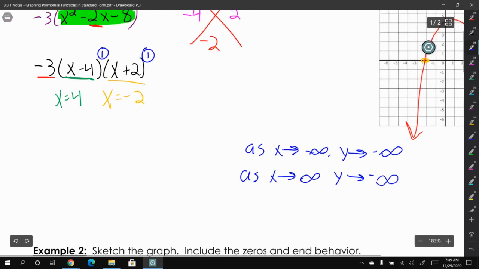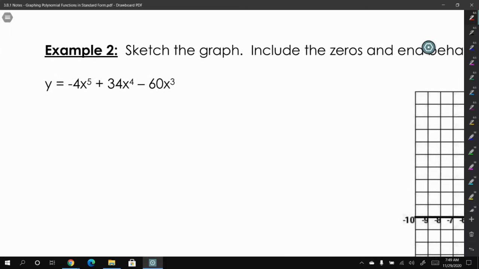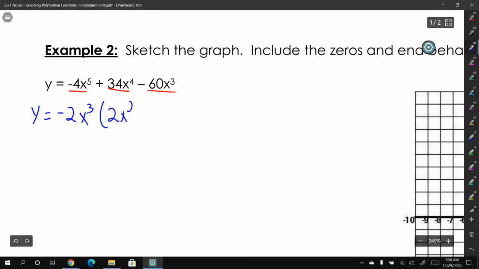So now let's apply that to this problem down here. So first thing I want to do is I want to look for a GCF. You have -4x to the fifth, +34x to the fourth, and -60x to the third. You can divide each of those numbers by 2, and they all have an x to the third power in common. But because our a term is negative, I want to factor out a -2x to the third. And then I am left with 2x squared minus 17x plus 30.